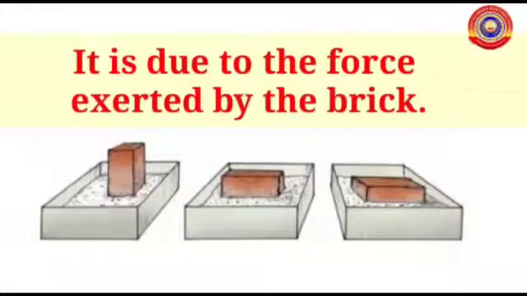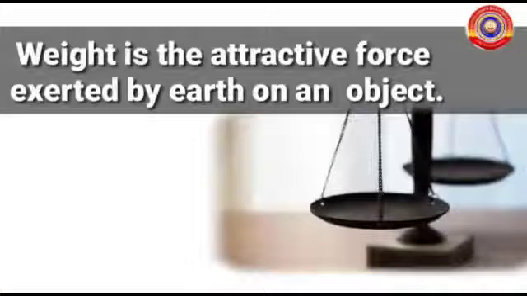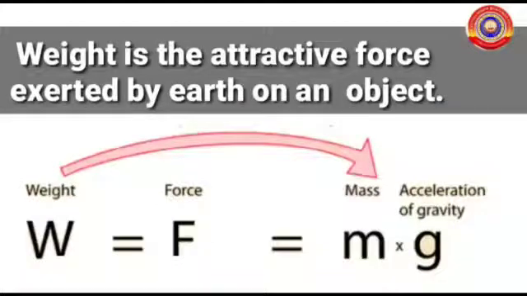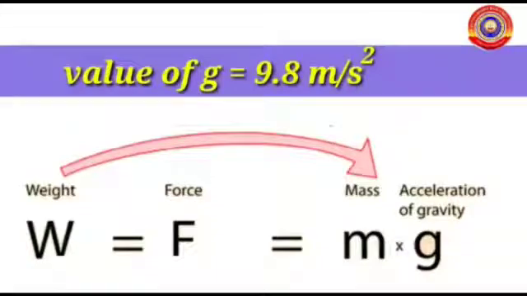Then what is weight? Weight is the attractive force exerted by earth on an object. Weight of an object of mass m in kilograms is mg, where g is the acceleration due to gravity. The value of g is 9.8 meter per second square.